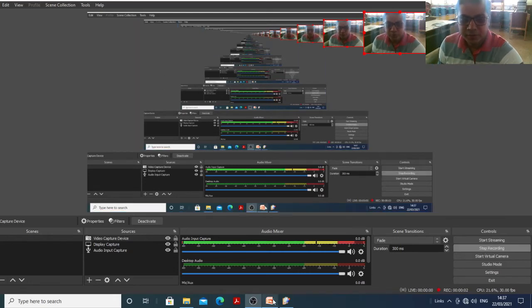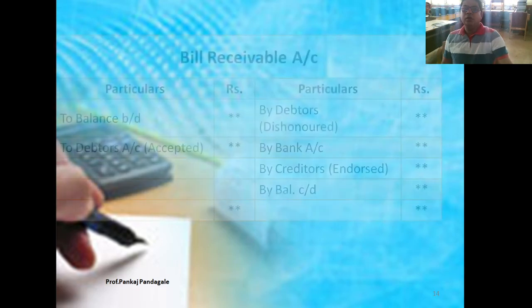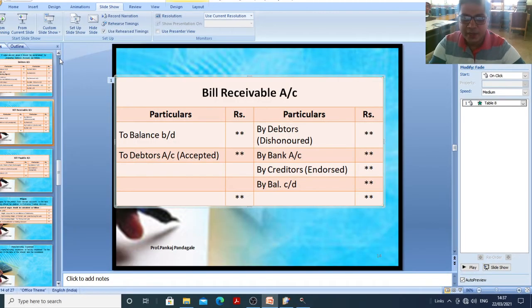Now friends, we will discuss the bills receivable ledger. We have to prepare it to find out the closing balance of bills receivable. Whenever we prepare the bills receivable account, the opening balance is written on the debit side as "To balance brought down", and the closing balance is written as "By balance carried down".